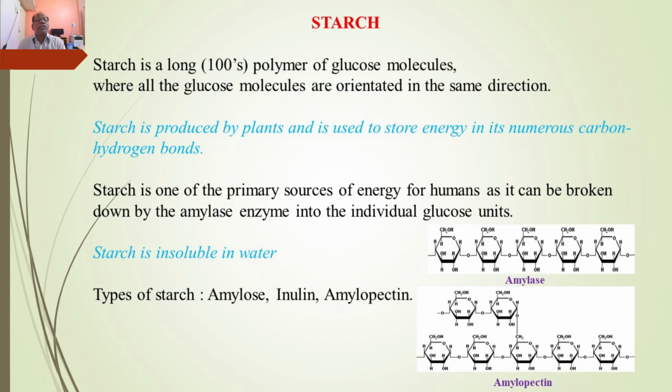So energy is released on breaking of the bonds. Energy is released on breaking of the bonds of the glucose molecules, when it passes through the energy cycle. Each time, the energy is released on breaking of the bonds. So starch is one of the primary sources of energy for human beings and it can be broken down into glucose molecules in the presence of amylase enzyme.